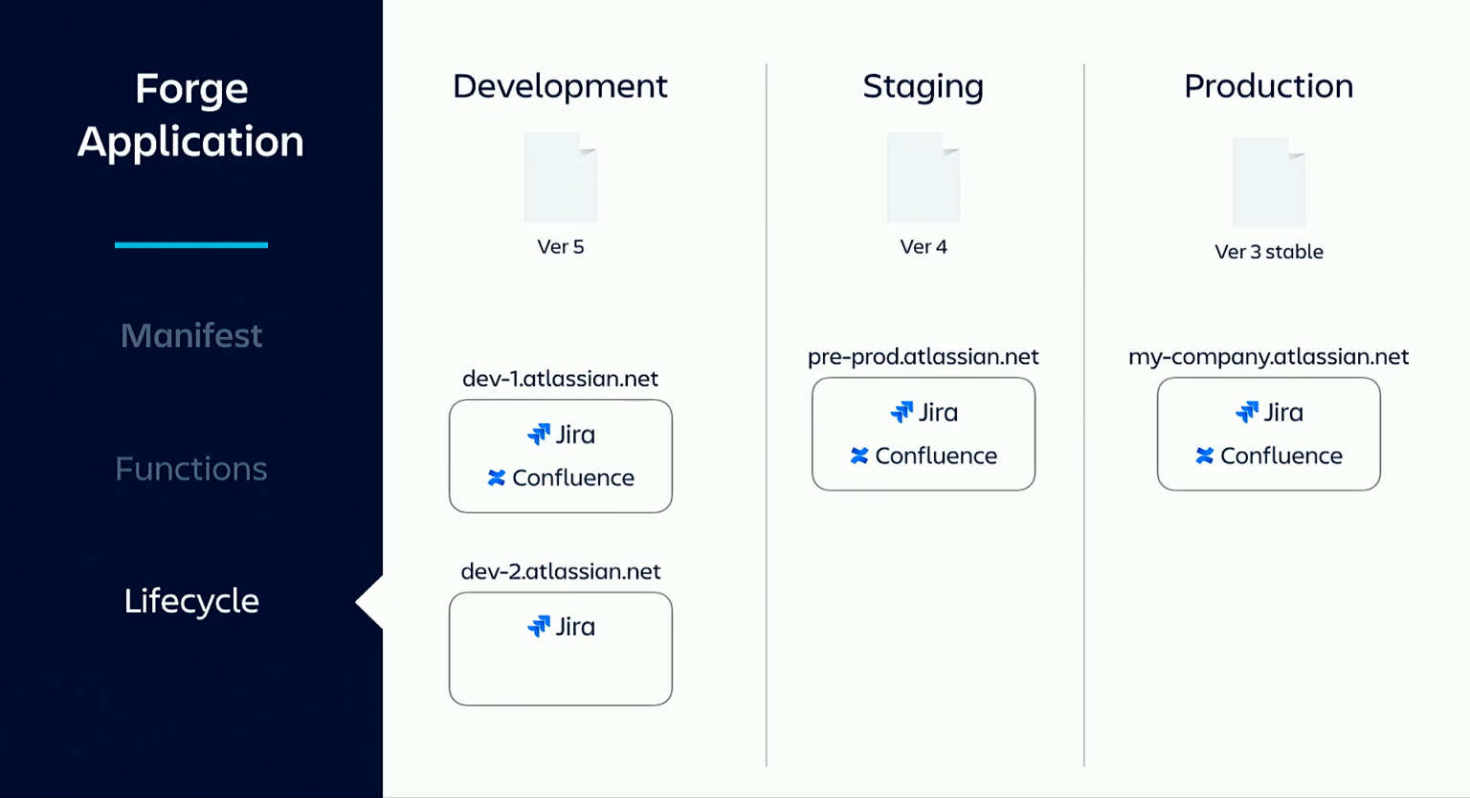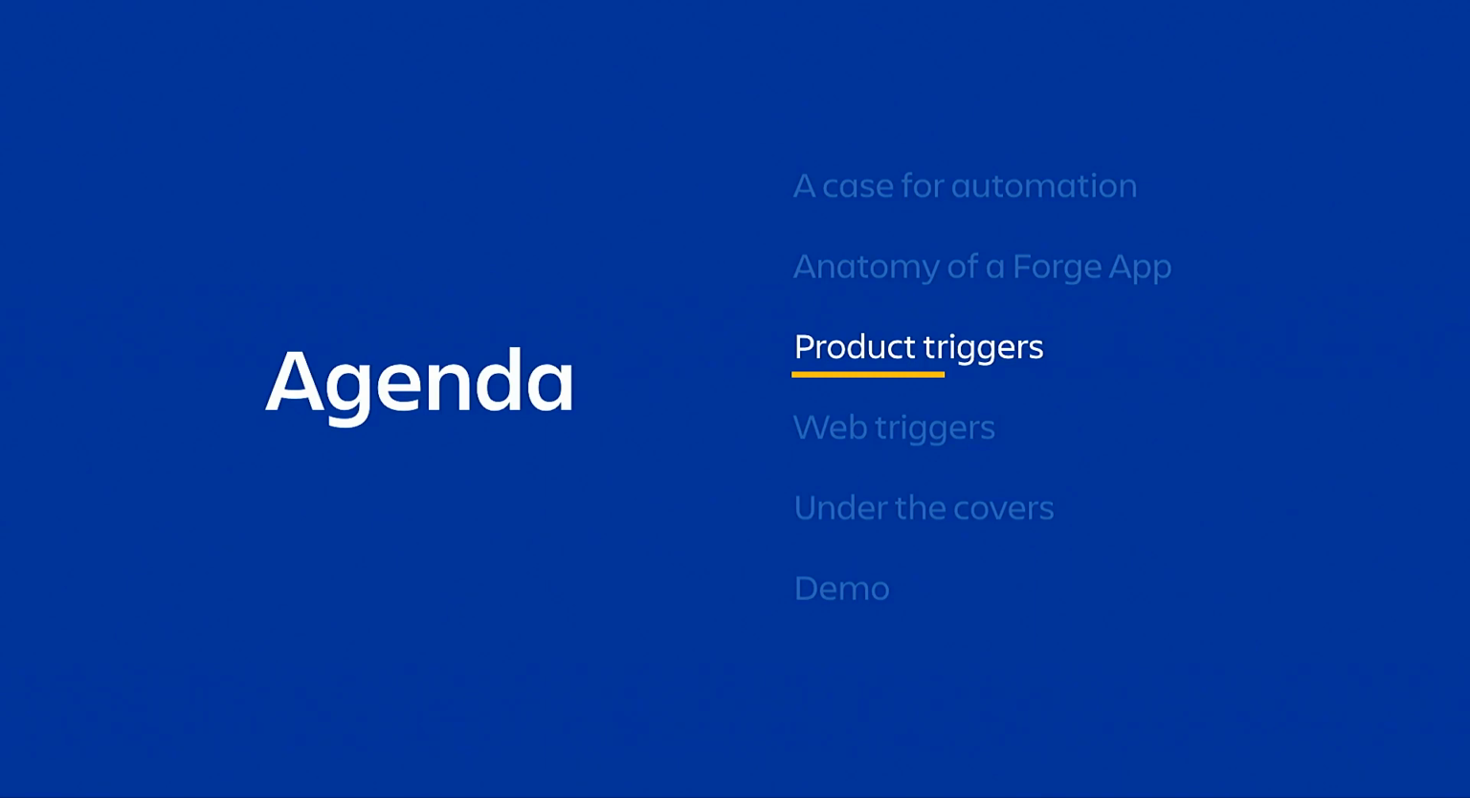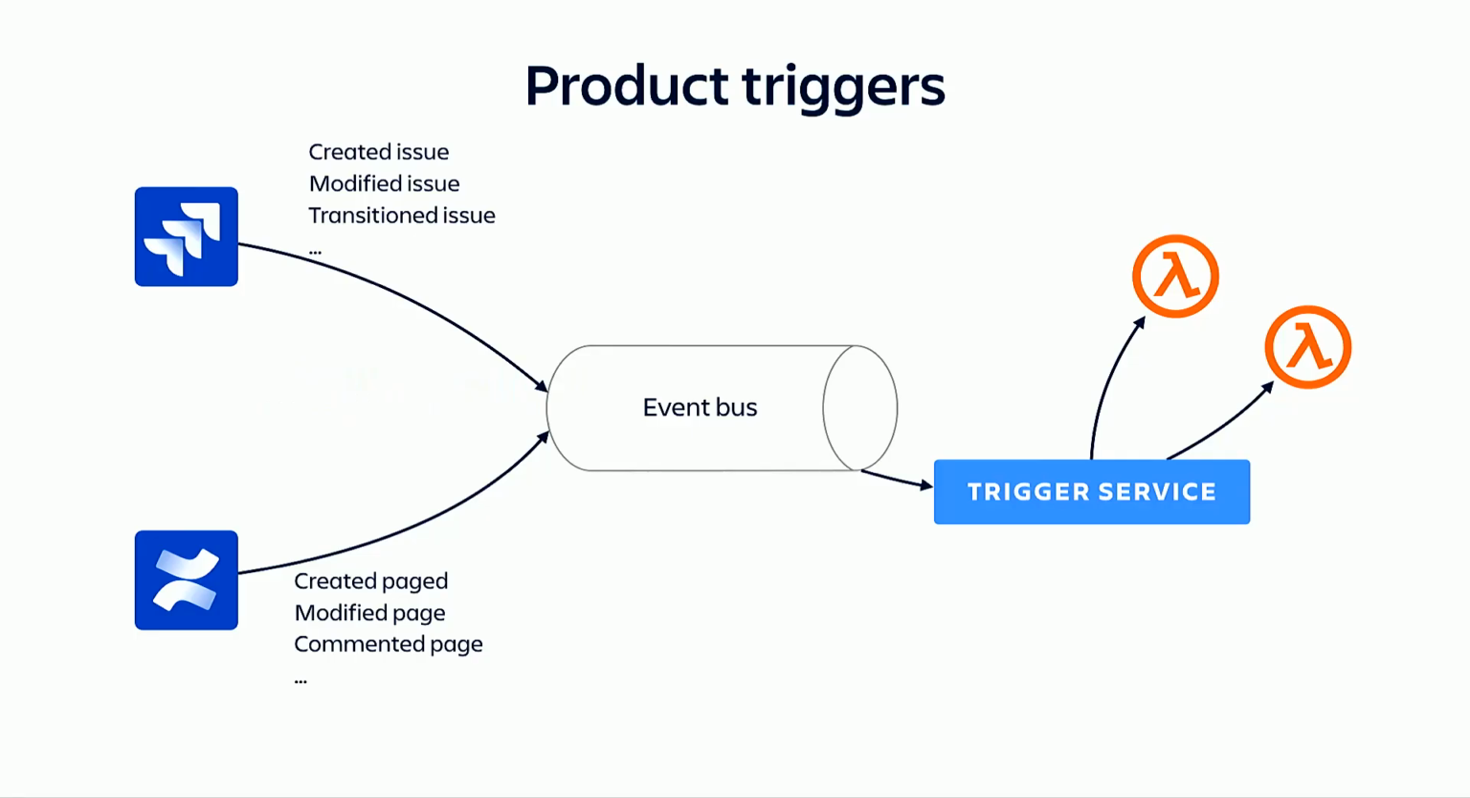So now let's see how functions can respond to various events. To do that, we need to use product triggers, and here is a simplified diagram of how that works. So when a user makes some action, maybe they modify the page, the event gets sent to event batch, which is a stream hub. Then the event is delivered to the trigger service, and the trigger service is able to determine which applications are interested in this event and invokes appropriate functions with the payload of the event as an argument.